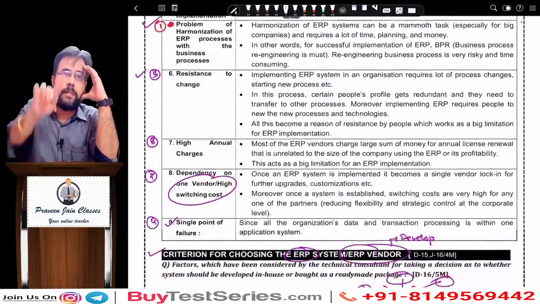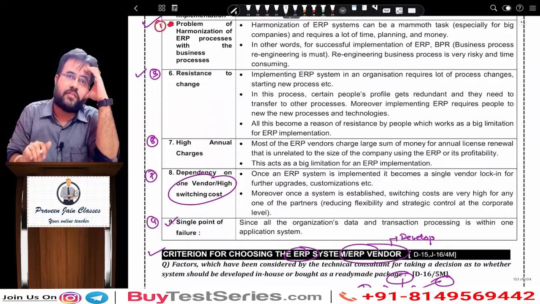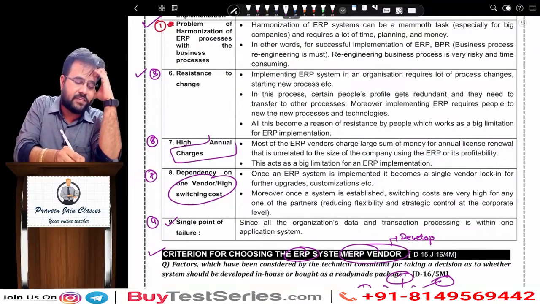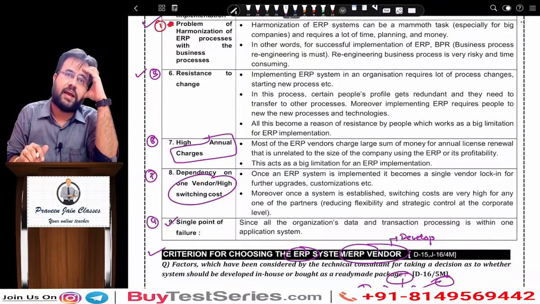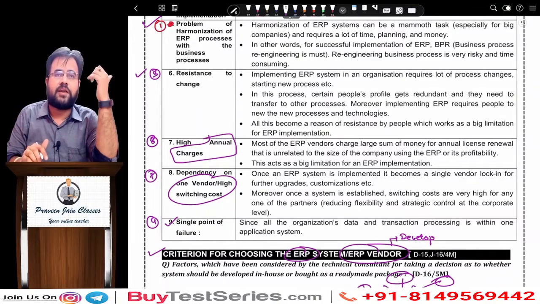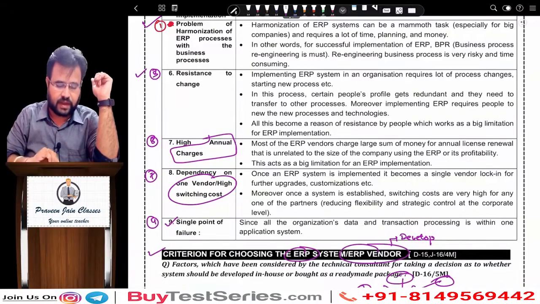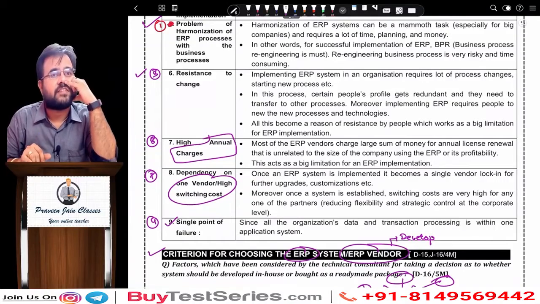Switching cost means migration cost from one vendor to another vendor, sir. And can I say maintenance charges of ERP software are also very, very high, sir. So these 8 points, if you can remember, life will be jingalala, sir. Is it clear, child? What is it that we have discussed, sir?